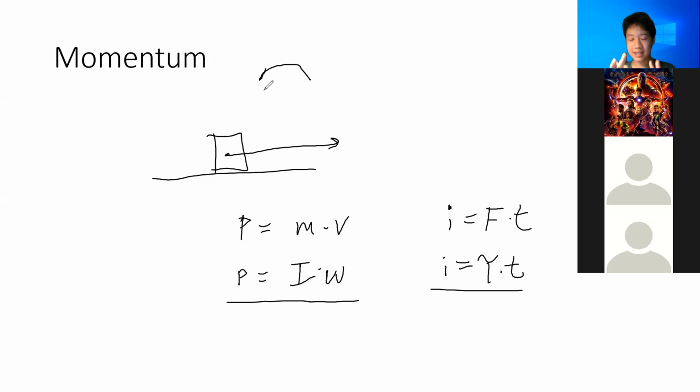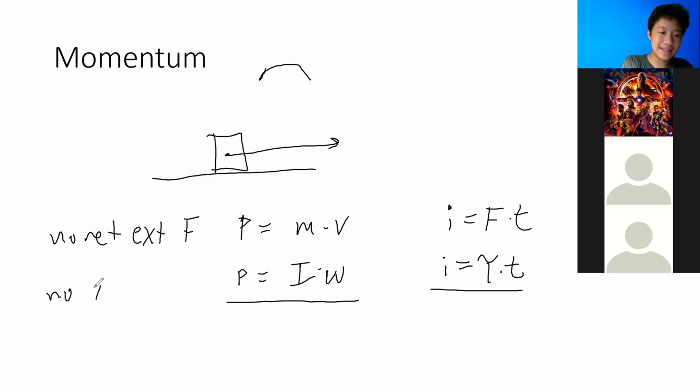And one last thing you need to know is the conservation of momentum. Remember when we did translational motion? Momentum was conserved if there was no net external force acting on the system. Well, we can't really use force with rotational motion, so we change the conservation of momentum into rotational form by saying no net external torque. If there's no net external torque around a specific axis, then rotational momentum is conserved. So that's basically the rewriting of the conservation of momentum for rotational momentum.